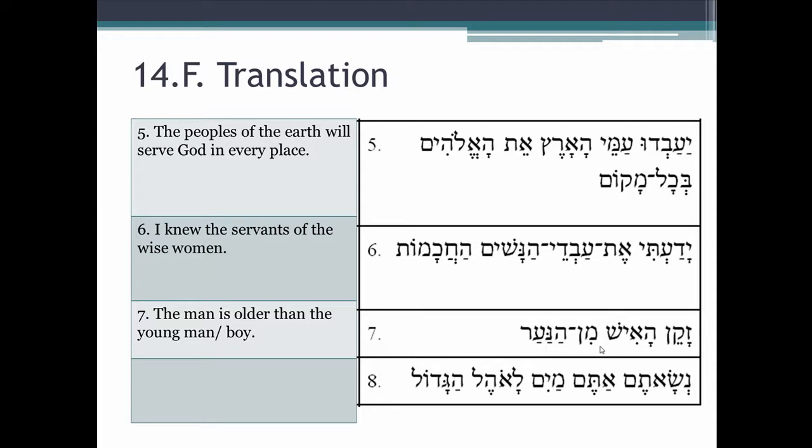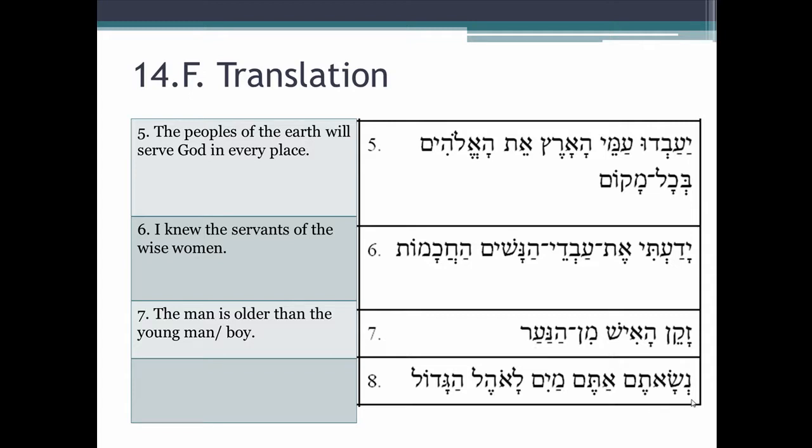Well, again, here we have min used before a noun, actually between two nouns, and then we have this adjective here, and that should be a clue: min with an adjective lurking nearby, that we have this comparative construction. So the translation is the man is older than the boy or the young man.